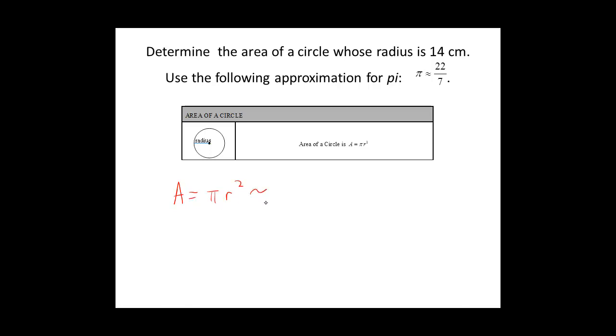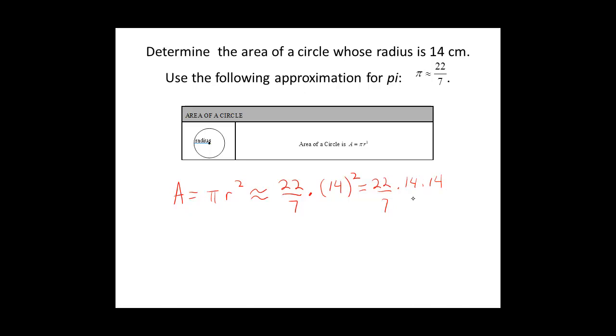We are going to use an approximation for pi, so we'll use our approximation symbols. 22 over 7. And our radius is equal to 14. And we will square that. So what does squaring something mean? It means we're going to multiply 14 times itself. So 22 over 7 times 14 times 14.